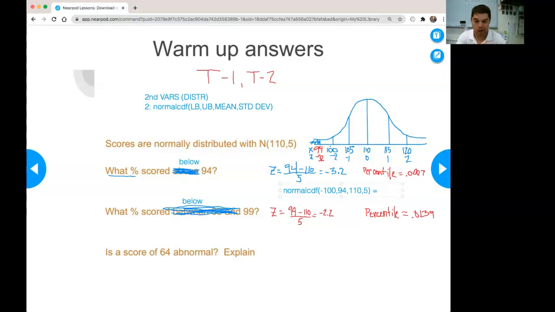0.0007. Okay, my calculator says 6.8 E negative 4. What is 6.8 E negative 4? Well, that is, as a decimal, 0.00068. Our textbook only goes out to 4 decimal places in the table, so that's why it's rounded to 0.0007. So the calculator is actually more accurate.